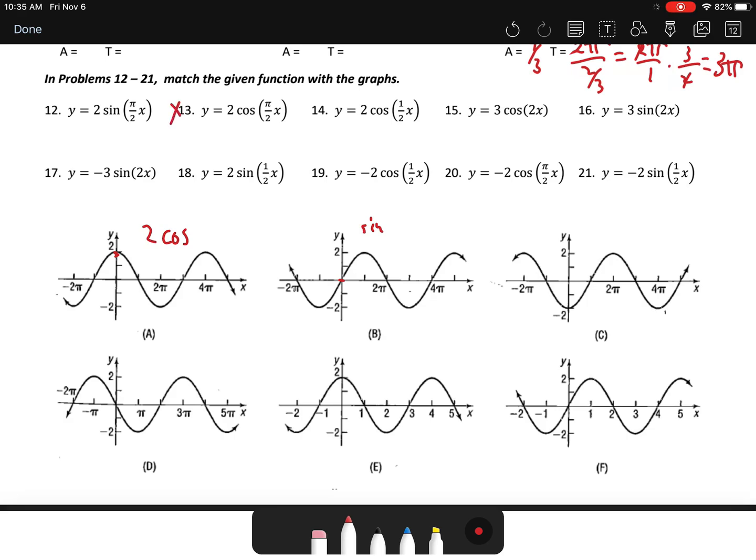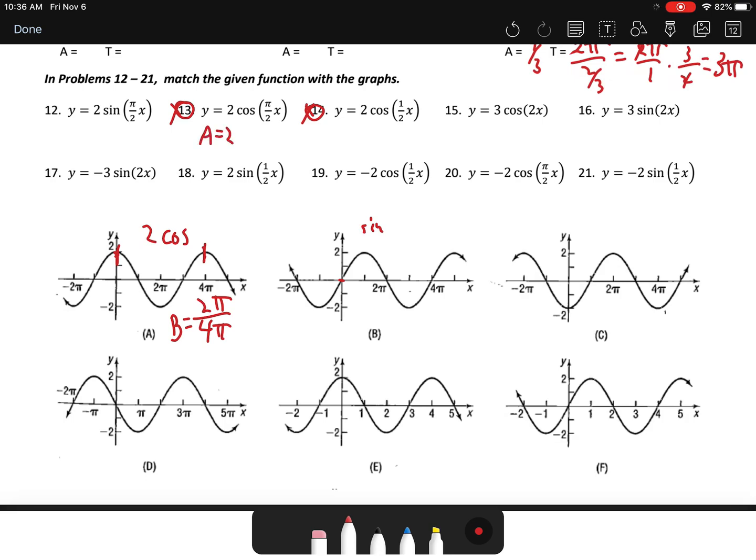So that means it could be 13, it could be 14, and that's it, right? Because it starts at positive 2, so it can't be these, it can't be this one, it can't be 20. So it's either one of these two, 13 or 14. Now we got to figure out what b is. Well, we can do that by finding the period. The period, start to end, is 4 pi before it starts repeating. So our b is equal to 2 pi over 4 pi.